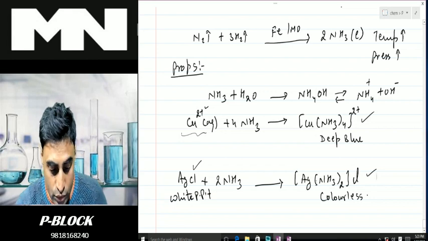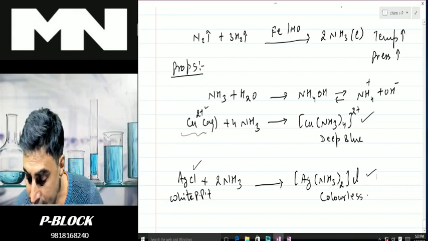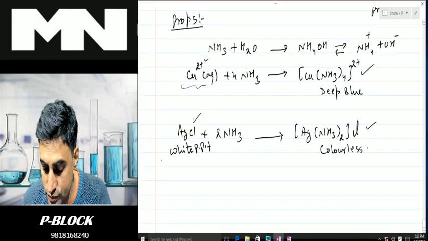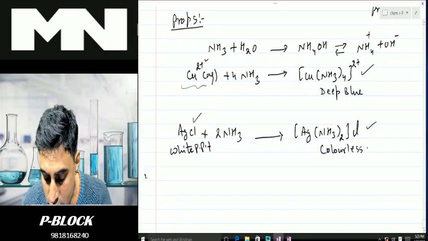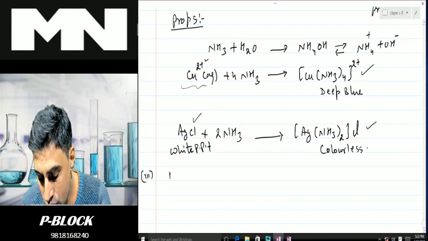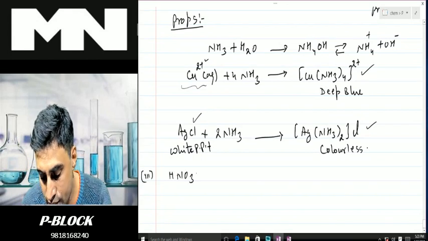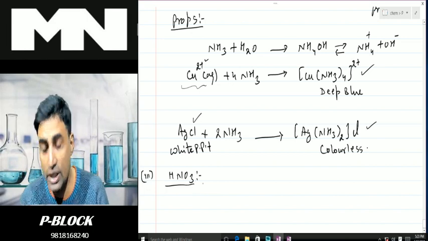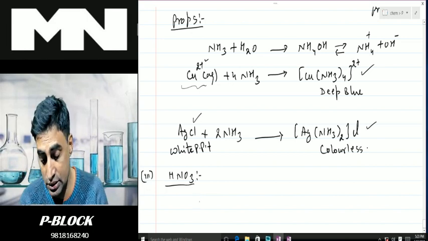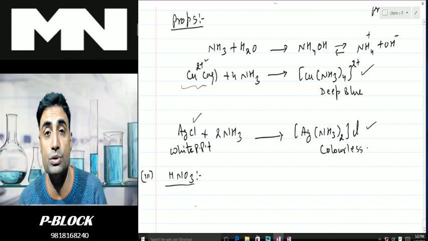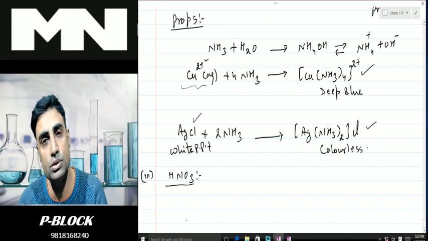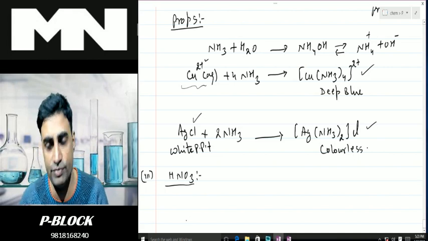Next we'll move on to another compound, that is HNO3. Third is HNO3. Nitric acid, you know very well. As far as the preparation is concerned, this reaction is quite common. You have used this reaction in organic chemistry, in the 16th group also you will use it, and in halogens also you have used it in the preparation of HCl.